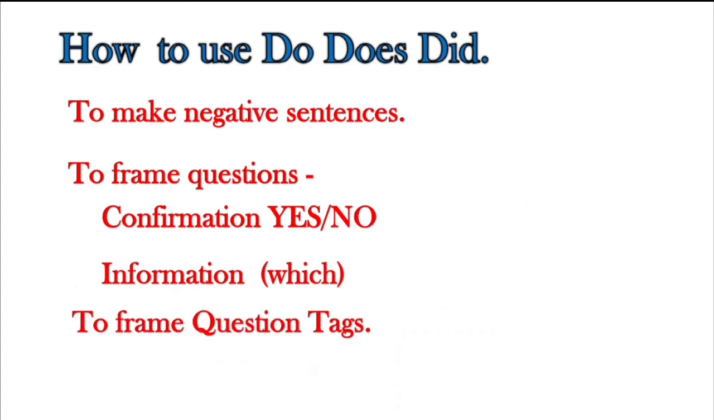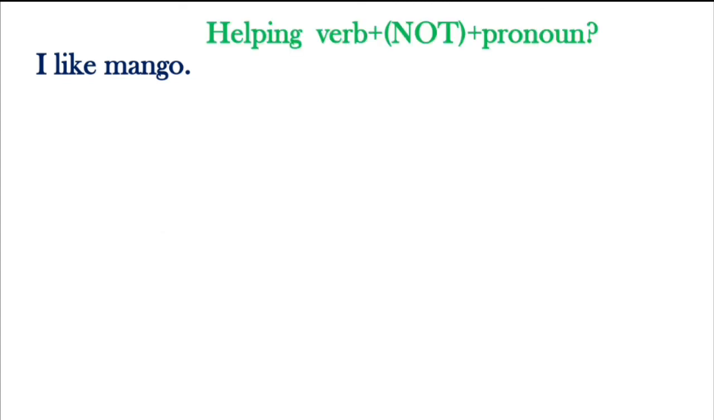And lastly, we are using do, does, did to frame question tags. Here to frame question tags also we are using do, does, did if there is no helping verb. Let us see some examples. Here is, I like mango. To frame any question tag, we must need a helping verb. If the sentence is positive, we make a negative question tag. If the sentence is negative, we make a positive question tag. And the pronoun.